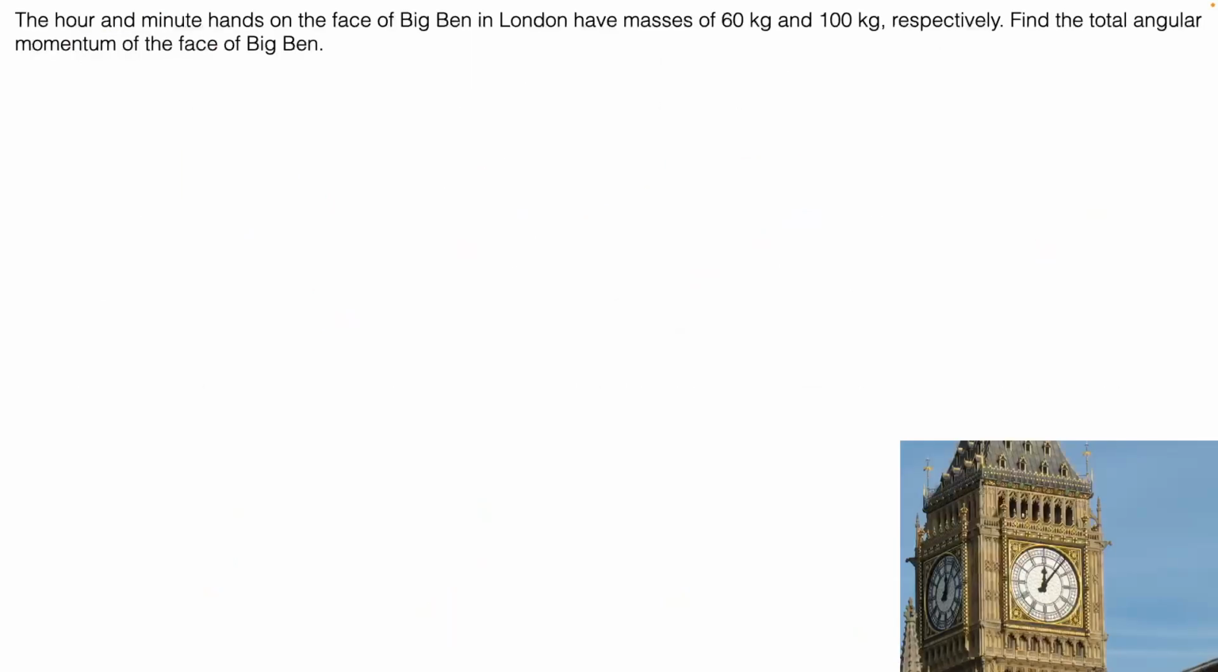All right. So let's do an example of finding the moment of inertia of a rotating rigid object. We're going to do the clock face of Big Ben. Who's Big Ben?